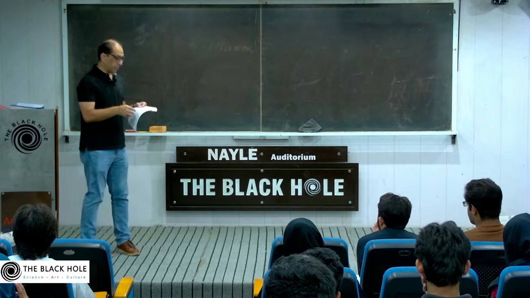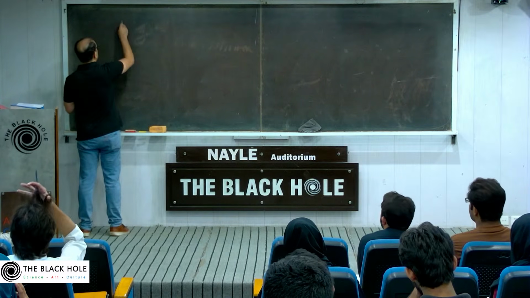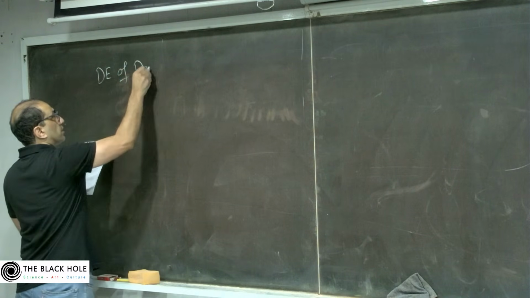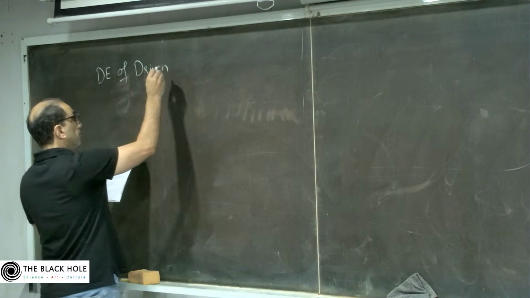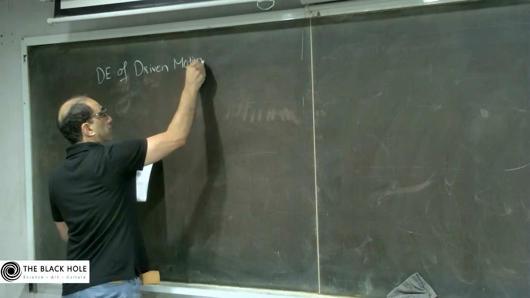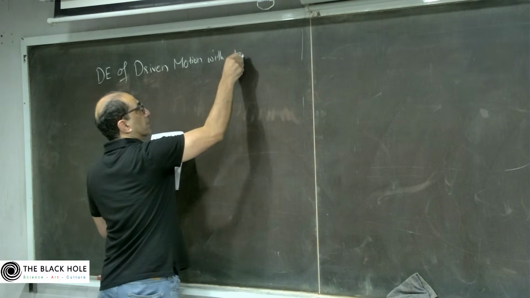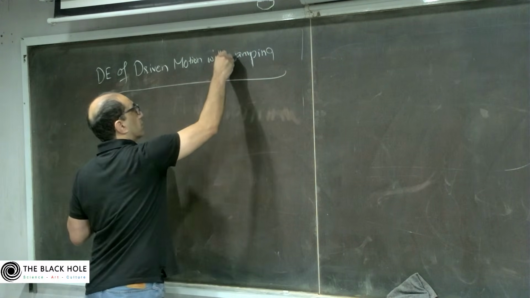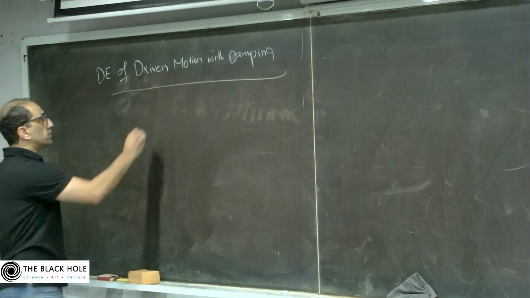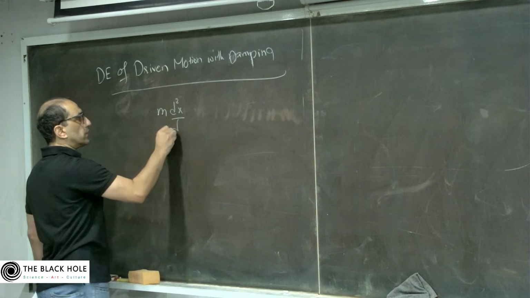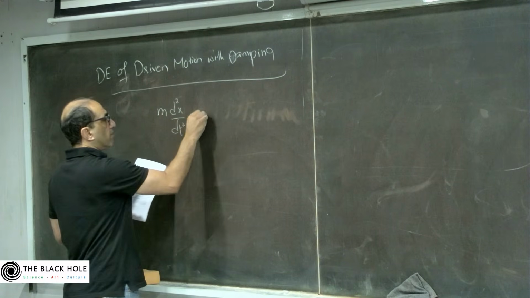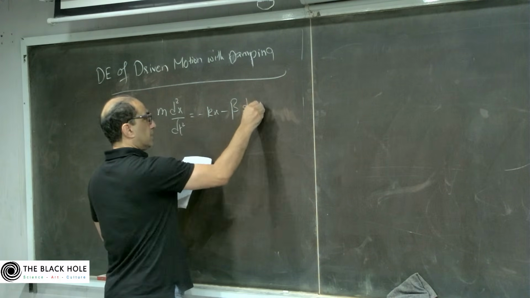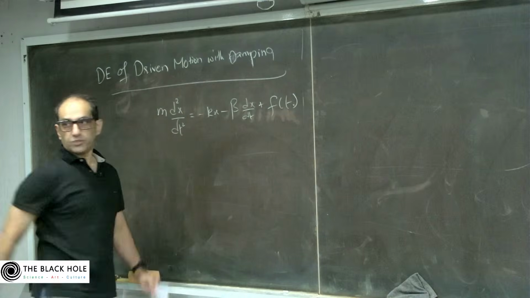So now let's talk about a physical problem. I'm going to write down the differential equation of driven motion with damping. So the equation is this: m d2x over dt squared is equal to minus kx minus beta dx over dt plus some f of t.